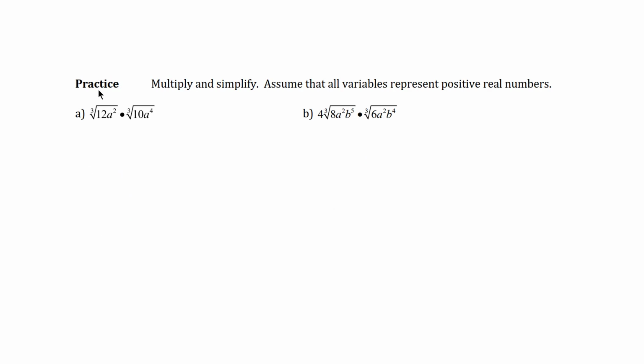Next, we have a practice problem. Multiply and simplify. Assume that all variables represent positive real numbers. For part A, we have the cube root of 12a squared times the cube root of 10a to the 4th power. For part B, we have 4 times the cube root of 8a squared b to the 5th power times the cube root of 6a squared b to the 4th power. Alright, so go ahead and pause the video, work out these problems, and check back with the video to see the solutions.